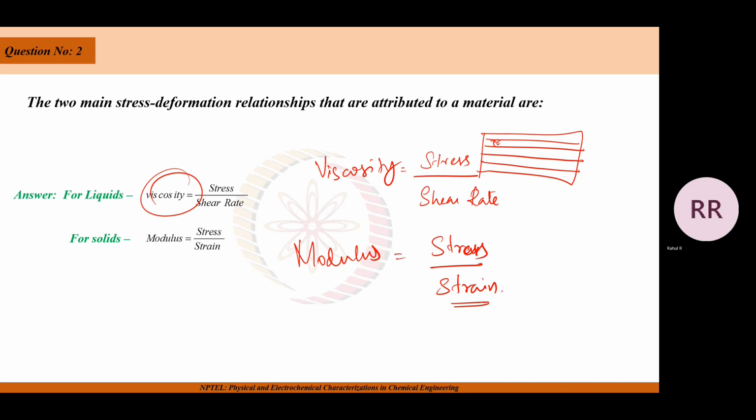Once again, the two main stress deformation relations attributed to a material are, for liquids, people generally go for viscosity, and for solids, people prefer modulus. Viscosity is nothing but stress per shear rate, and for solids, modulus is equal to stress by strain. I hope you guys understood this one. Now let's move on to the next question.